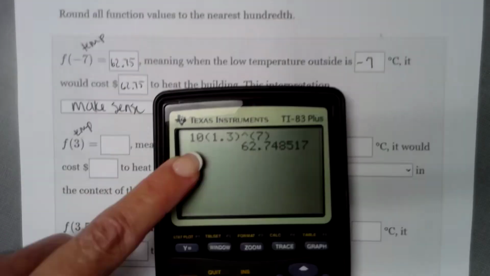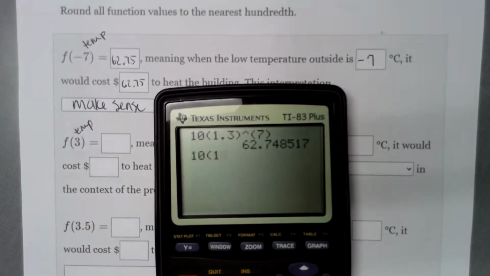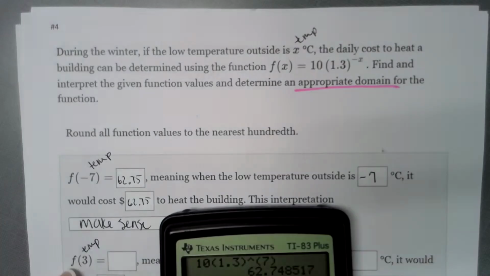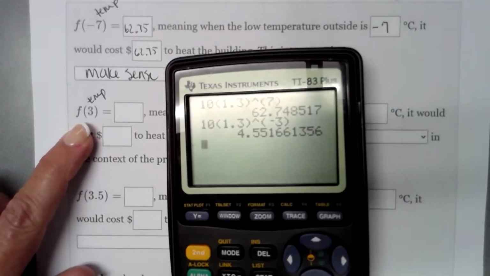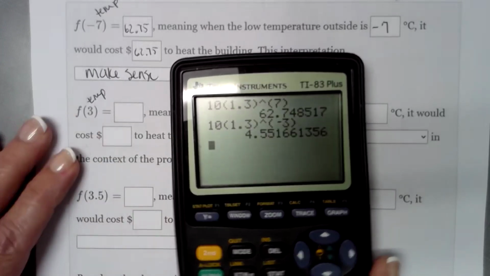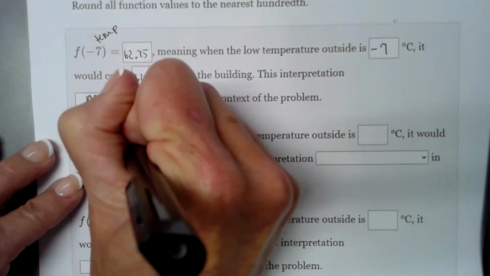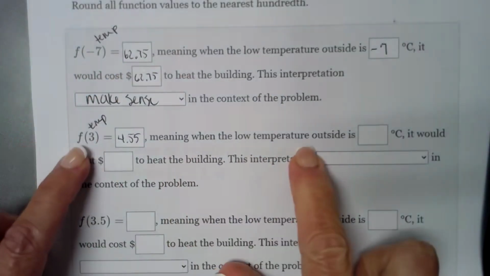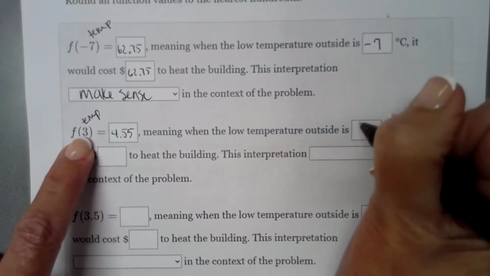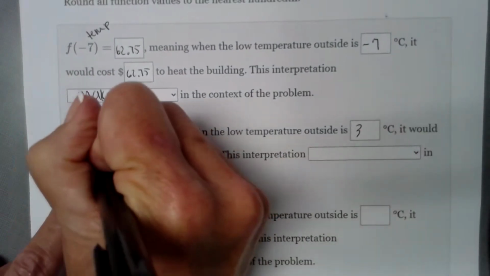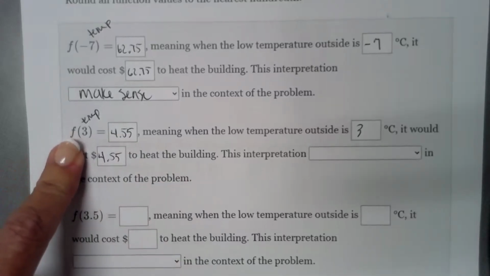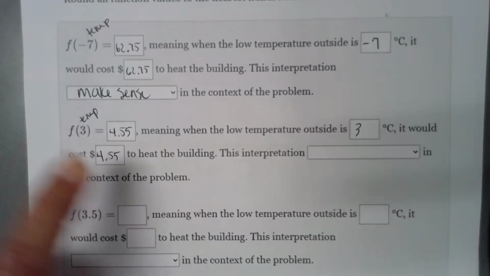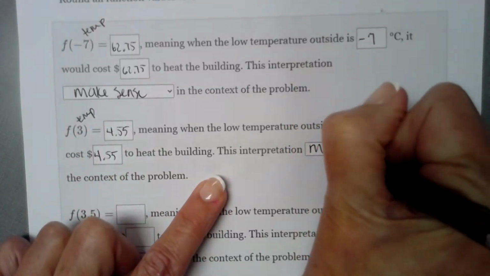So we're going to pop this in again. Now, keep in mind, there's a negative on that, so it's going to be -3 that's going to go in here. Okay, and we get, round to hundreds, $4.55. Okay, meaning when the low temperature outside is 3 degrees, it would cost $4.55 to heat the building. Well, again, temperature can be at 3 degrees. So this interpretation makes sense.